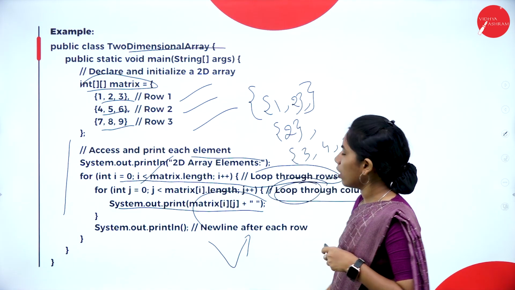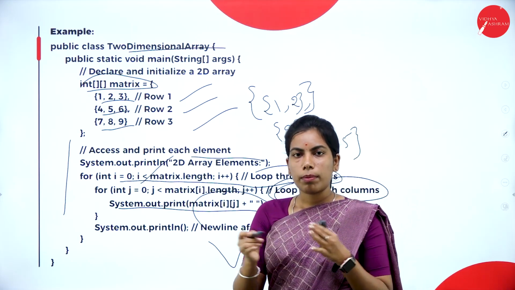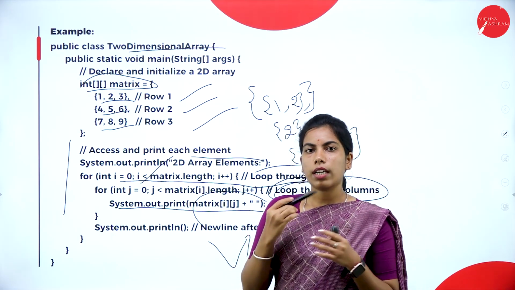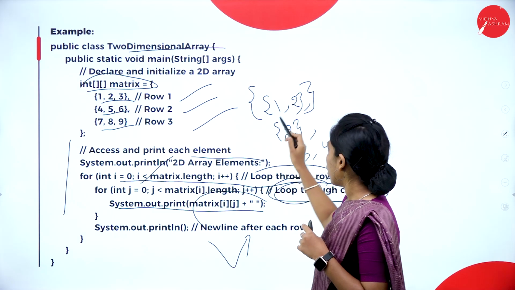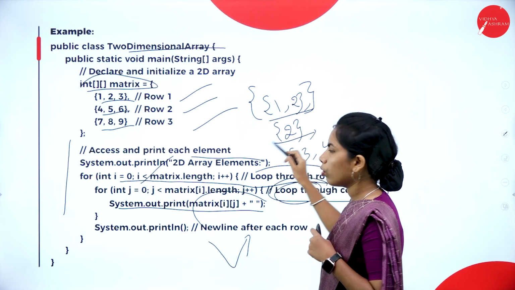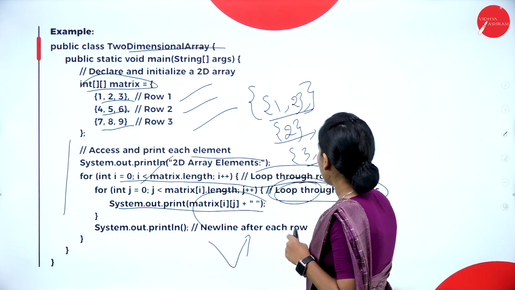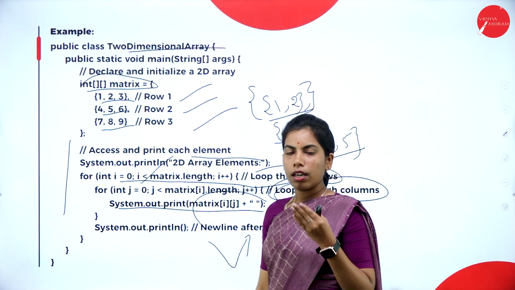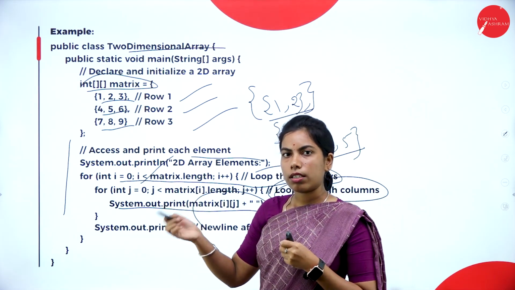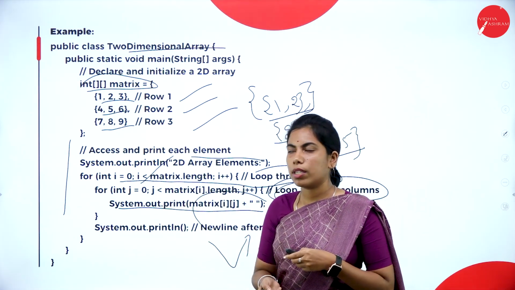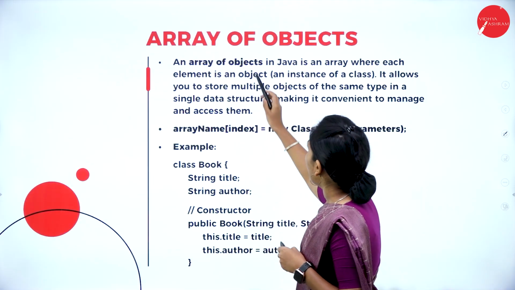But here you can see the rows and column elements do not have the same dimension, right? Because for the first row only 2 elements, second row only 1 element, for the third row 3 variables. This is not the same length. So that's why it is considered to be a jagged array. So that also comes under what? A multi-dimensional array. So next we can see array of objects.